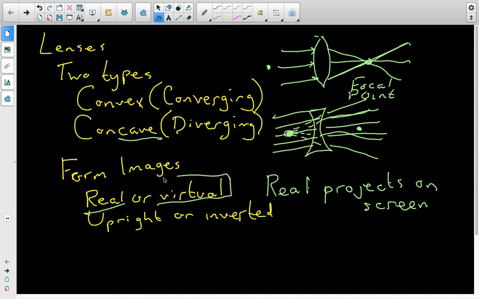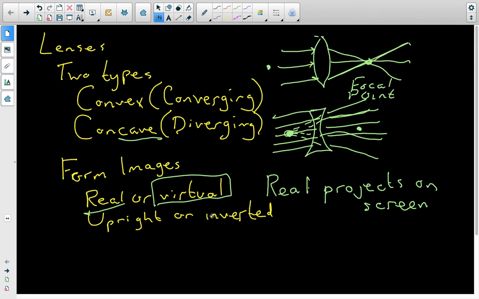Virtual: with a virtual image, it doesn't project onto a screen. It's not a real image. It's just something that appears there. If you think of a magnifying glass, you look through the magnifying glass, you can't project that onto any kind of screen. It's just what your eye perceives. So it's a virtual image.